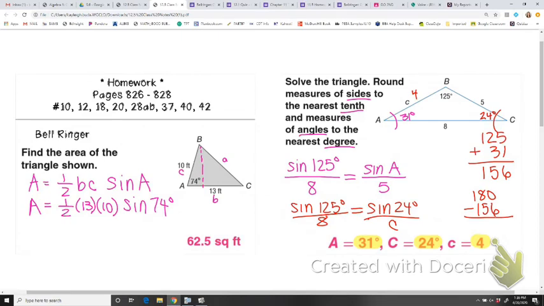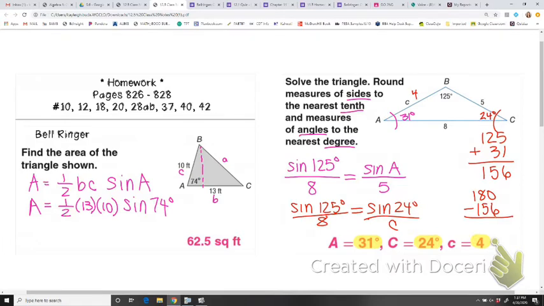Likewise, I can set up another ratio to find the side length of C. So sine of 125 degrees over 8, and then the sine of 24 degrees, which I'll tell you how we got in a second, over the opposite side of C. So again, you could do cross products there and solve for C, which is 4.